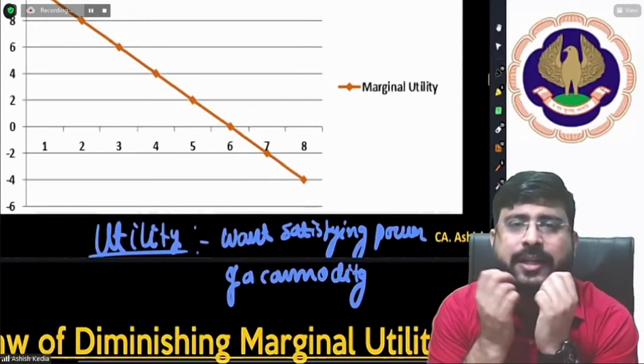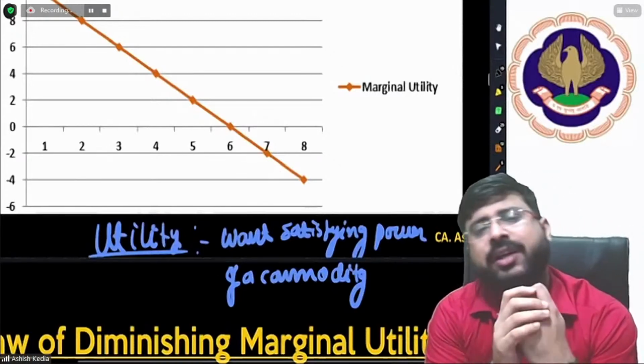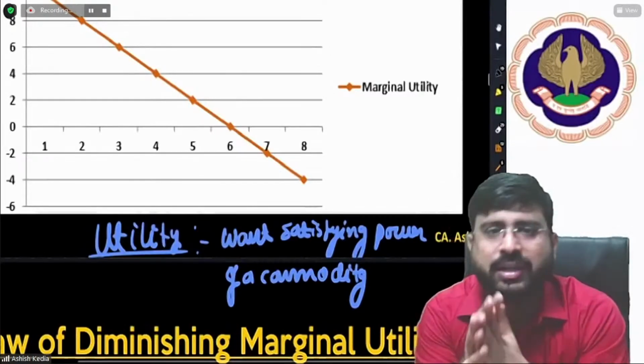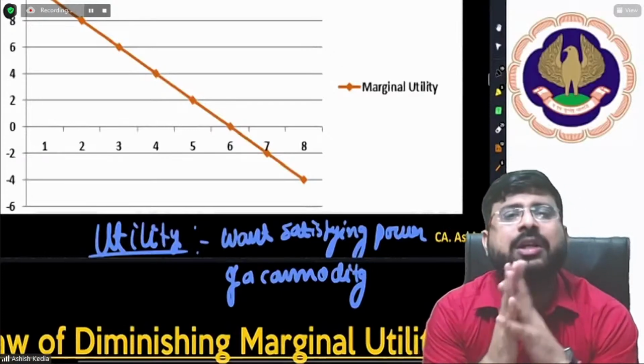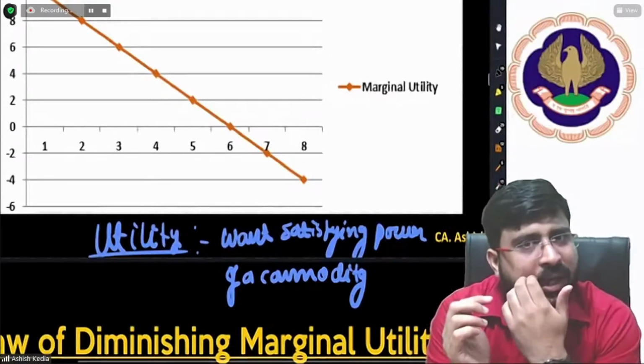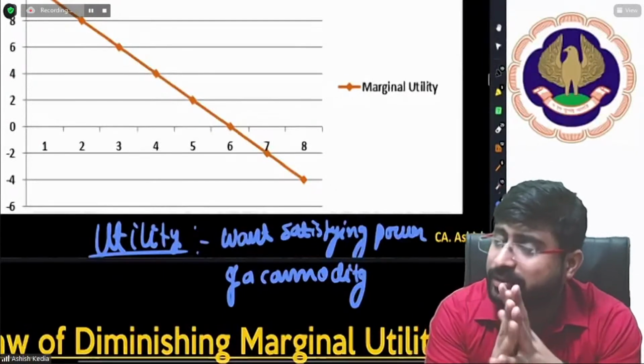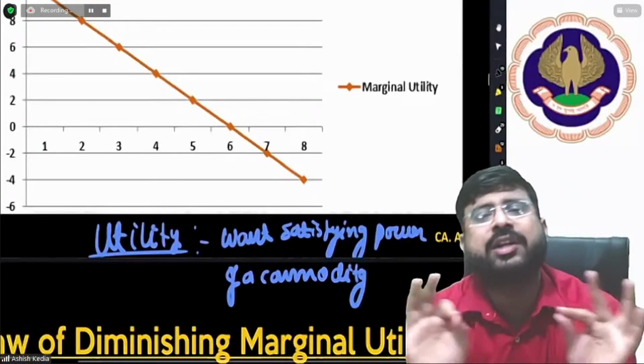If a commodity can satisfy any want of yours, then it has utility. If a commodity has an ability to satisfy your want, it has utility.